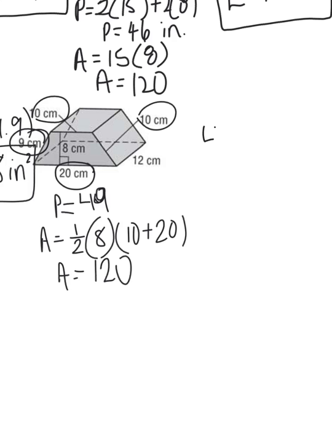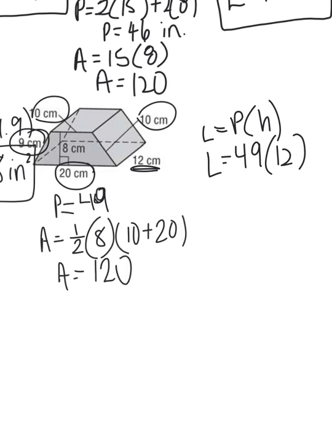So lateral is equal to perimeter times the height of the prism, not the height of the base. So don't get that confused. The perimeter of the base that I already found was 49. The height of the prism is 12. 49 times 12 is 588 centimeters squared.